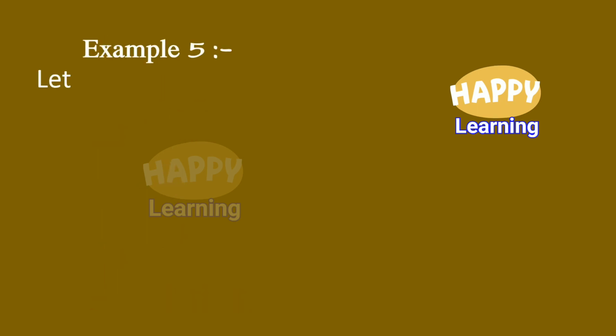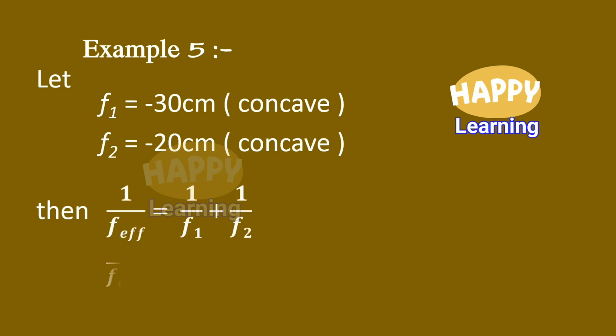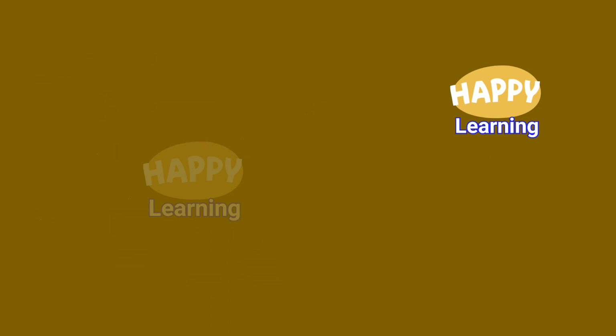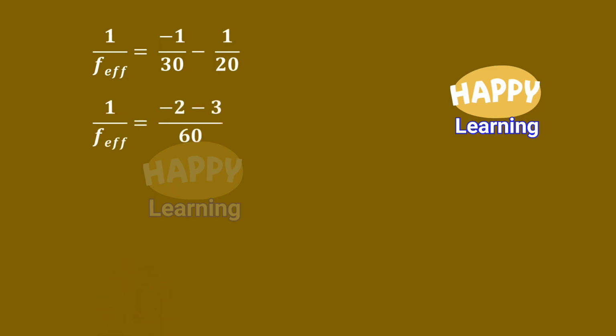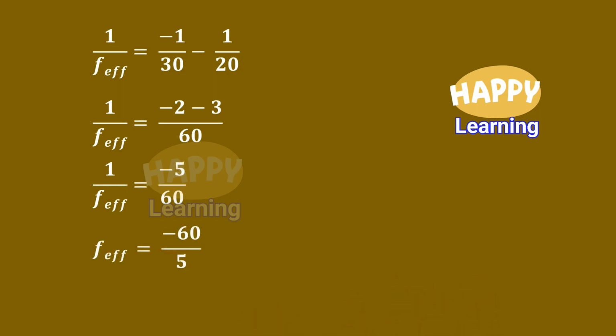Example 5. Let f1 equal minus 30 centimeter, f2 equal minus 20 centimeter. Then substituting these values in the formula of combination of lenses in contact with each other, and on further simplification we get the focal length of the combination as f effective equals minus 12 centimeter.